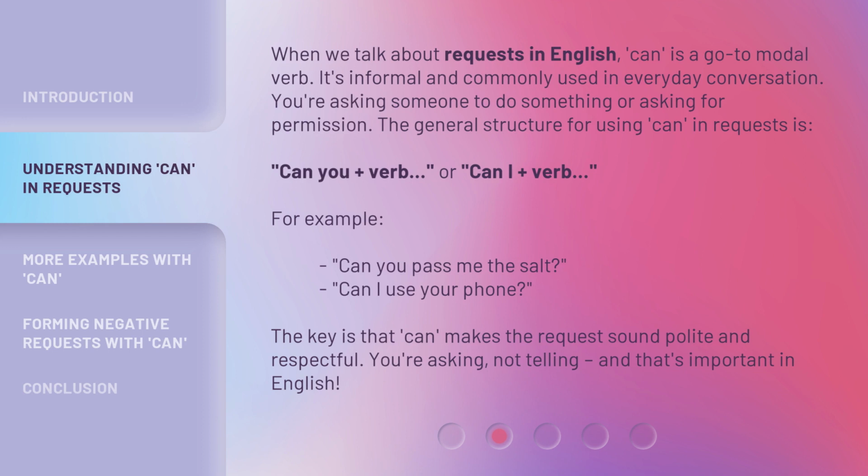For example, can you pass me the salt? Can I use your phone? The key is that can makes the request sound polite and respectful. You're asking, not telling, and that's important in English.